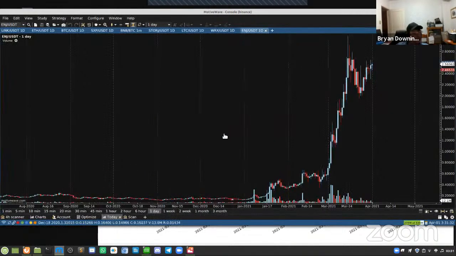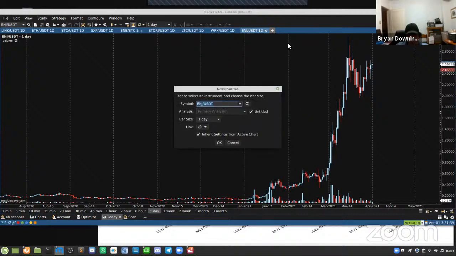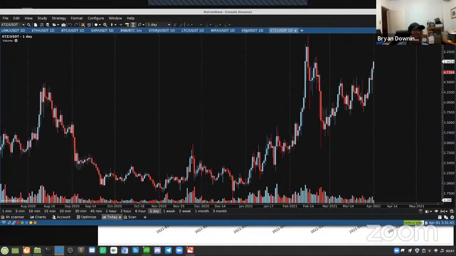What else we got here? Did I do Tezos? XTZ USDT. So here we are, 60% win ratio, 2 different moves. That's good, 60% with 10 positions.